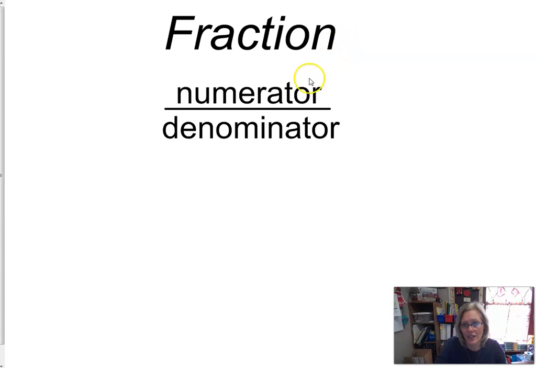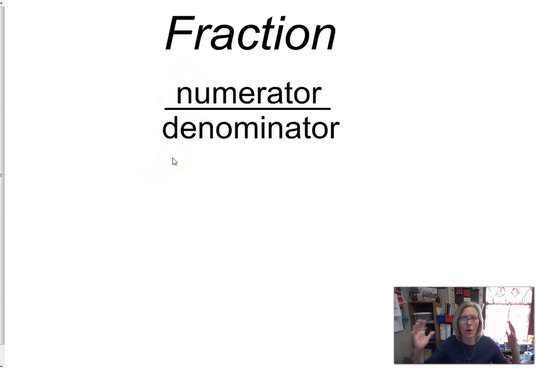A fraction has a numerator, a fraction bar, and a denominator. The numerator, okay, are the things that you're looking for, the things that you're searching for. We also think of the numerator like the top, like our head. We can nod our head, okay? Nod and numerator start with N.